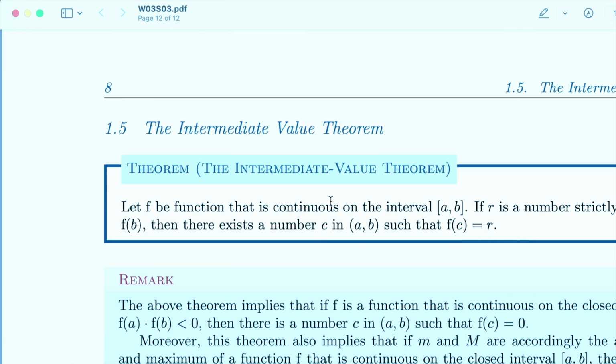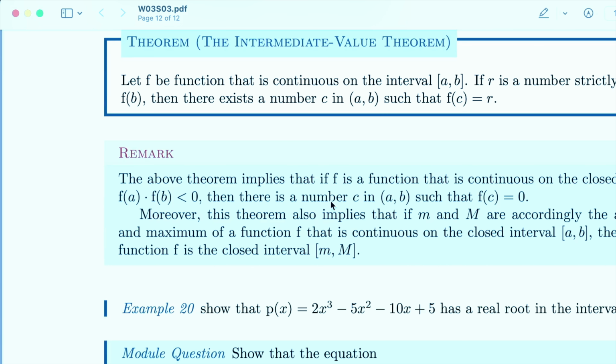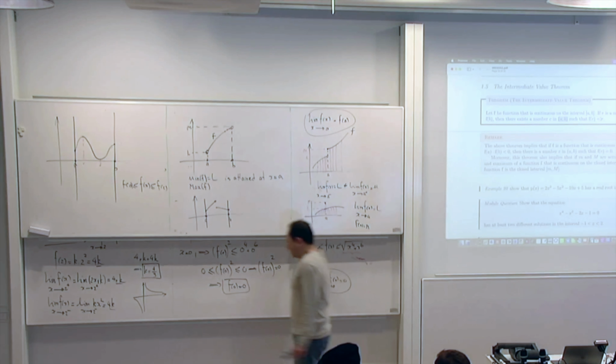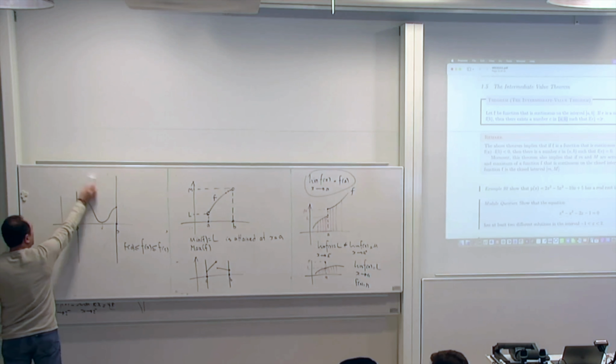Okay, so let me start the next one. This is a little bit more interesting theorem, but again, the proof is hard, but the idea is very trivial. First of all, let me read it for you. The intermediate value theorem. Let f be a function that is continuous on the closed interval a and b. If r is a number strictly between f of a and f of b, then there exists a number c in the open interval a and b such that f of c is equal to r. Again, it might seem hard, but it's extremely simple intuitively. Proving it is hard.